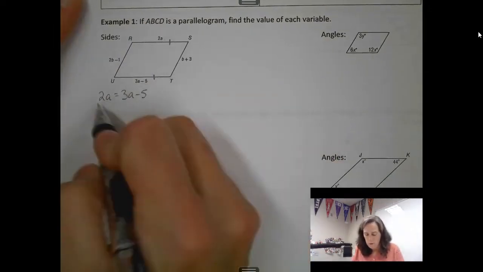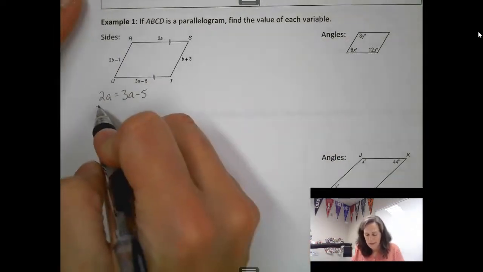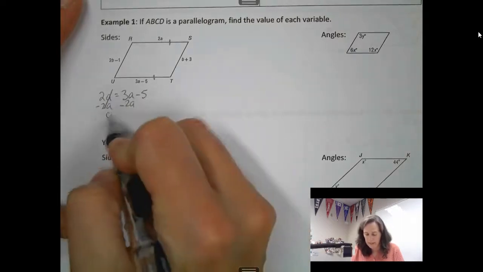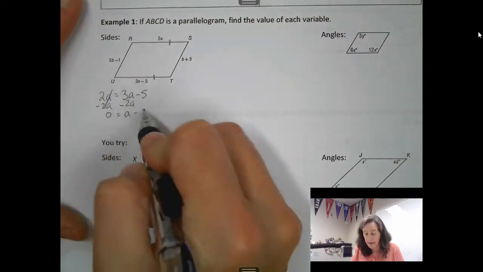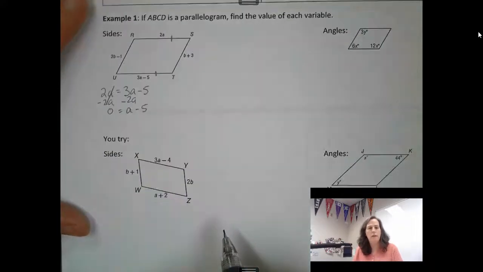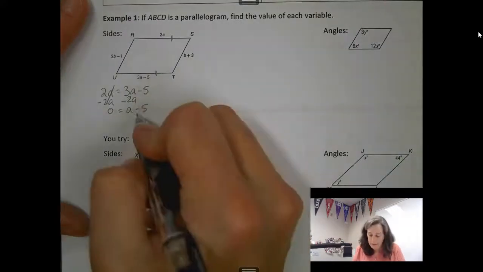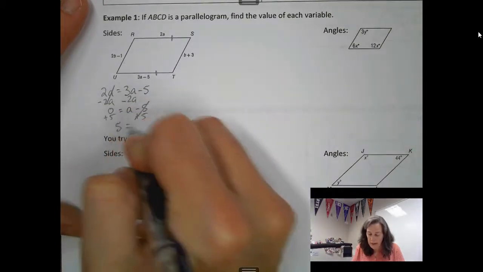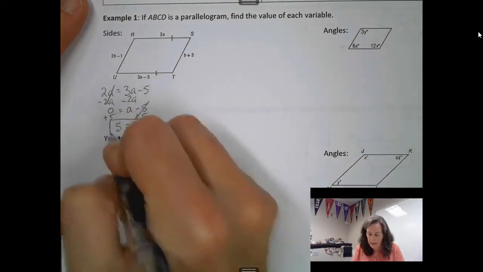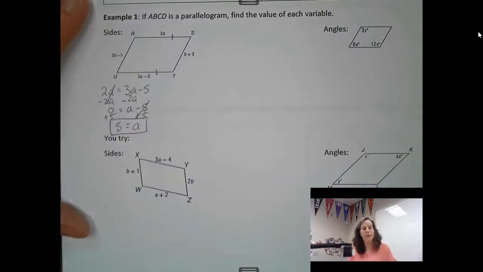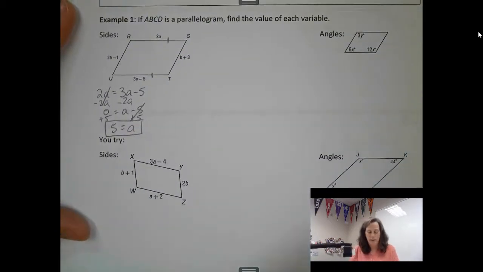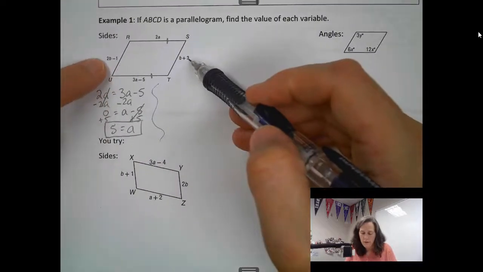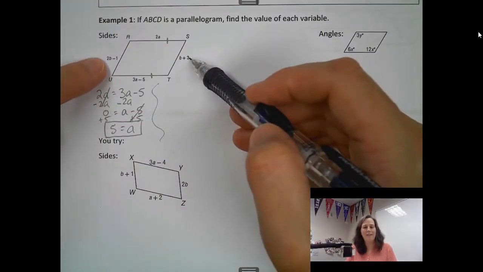And then we do a little bit of algebra. I'm going to subtract 2A from both sides. So I have 0 equals A minus 5. And then add 5 to both sides. So 5 equals A. Okay, we did that one. Solve for A. Now to solve for B, well, they're on opposite sides.